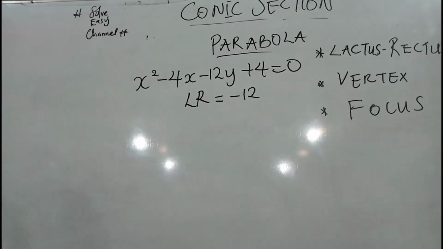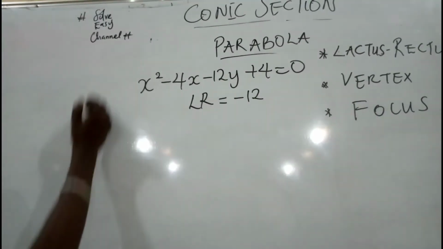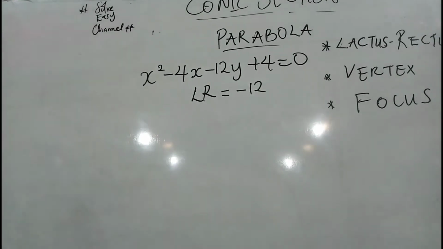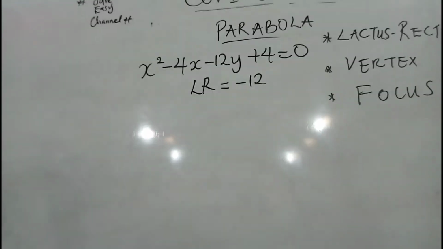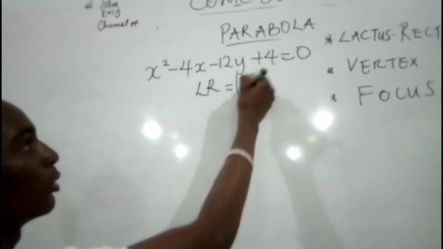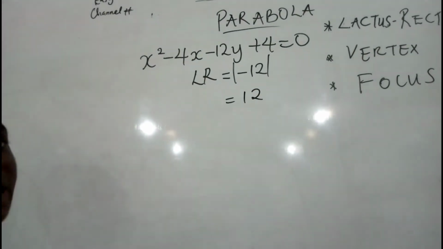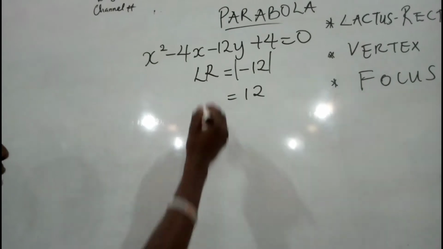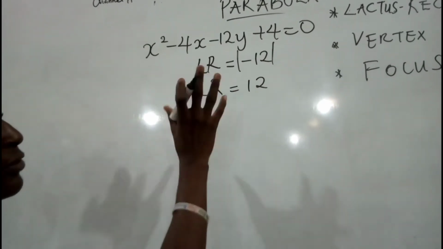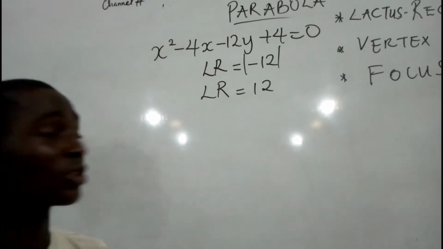And remember that the latus rectum measures the length between 2 points in a parabola. Since it measures the length in a parabola, we are going to find the modulus, which will be equal to 12 and not negative 12. So the latus rectum of this parabolic equation is 12.